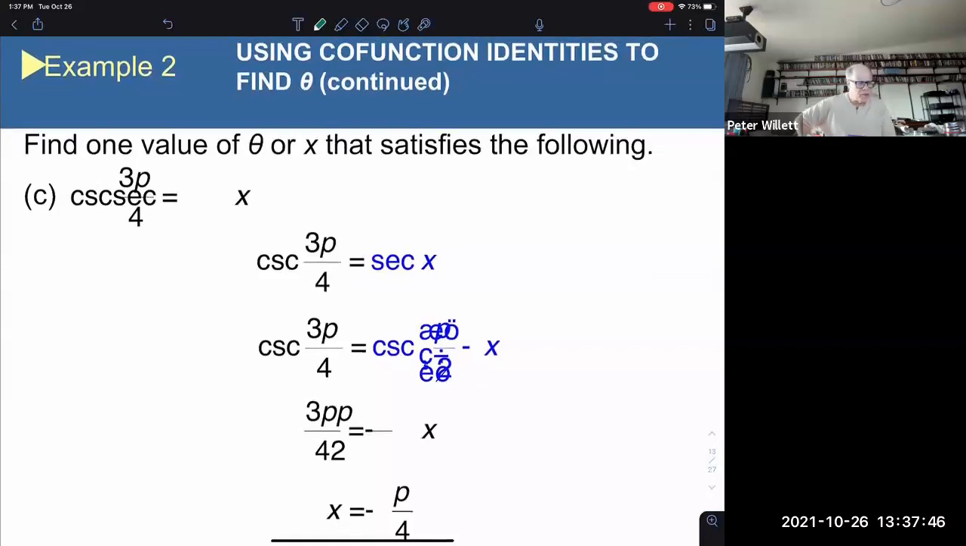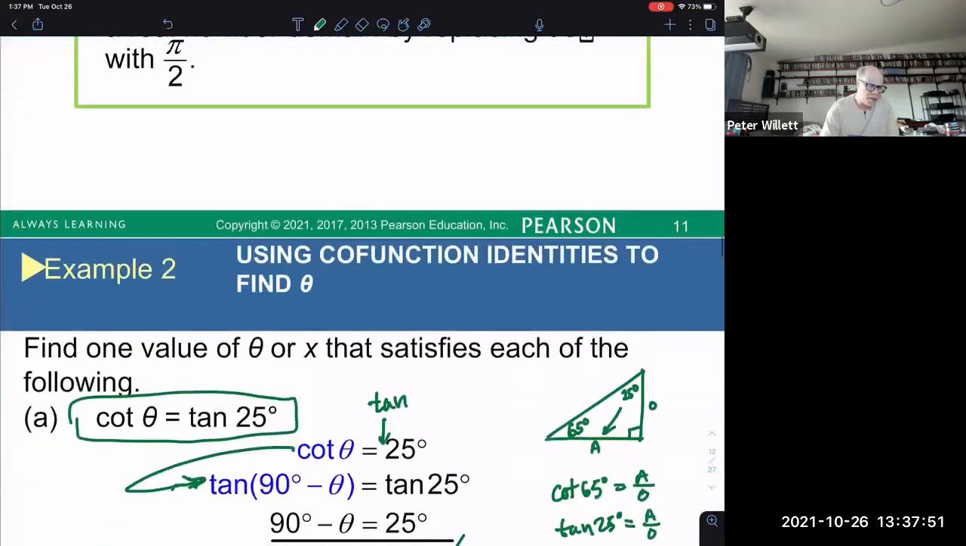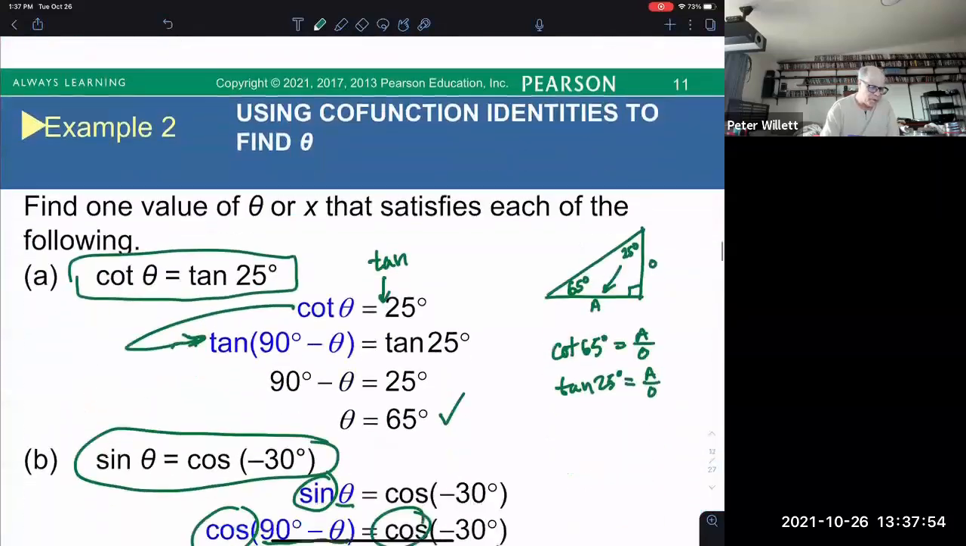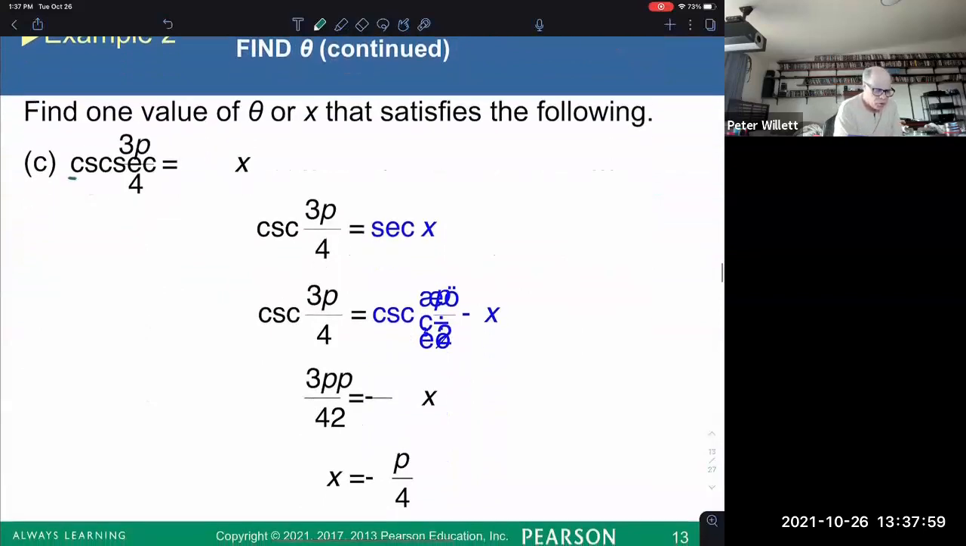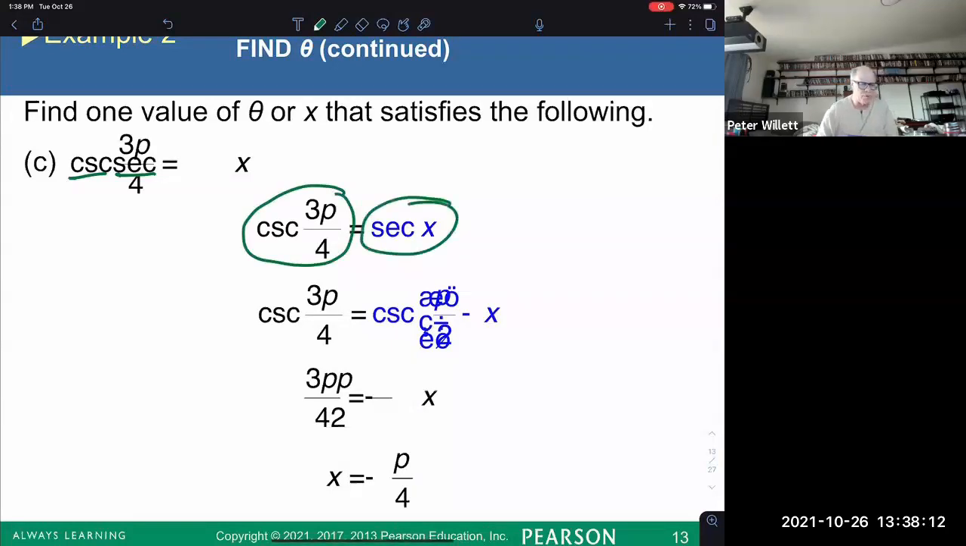So they're basically doing the same thing here that they did with the tan and cotan, and that they did with the sine and the cosine, but now they're doing it with cosecant and secant. So it looks like they had cosecant of 3p over 4 equals secant of x, because here they've written it out for us. And it says find one value of theta or x that satisfies the following. So we want to find out what x would work here.